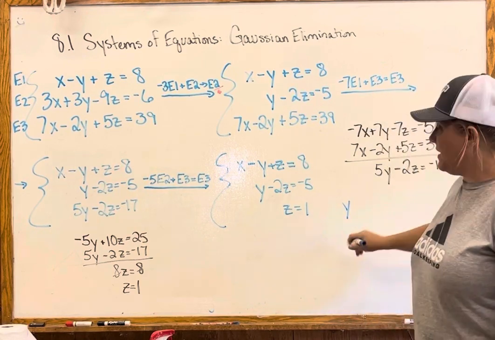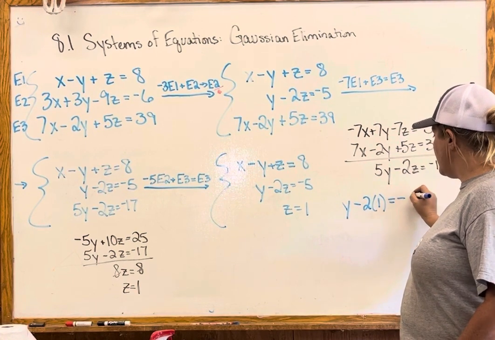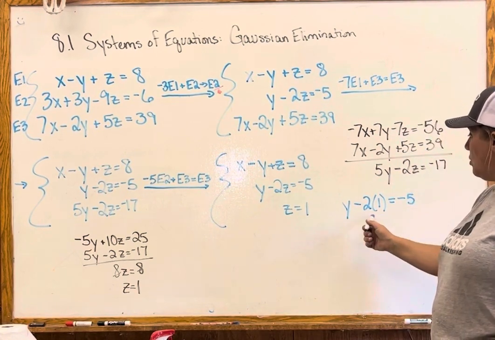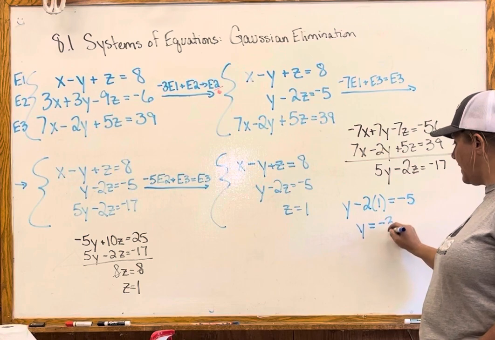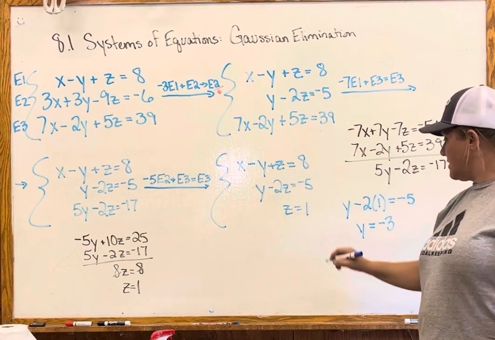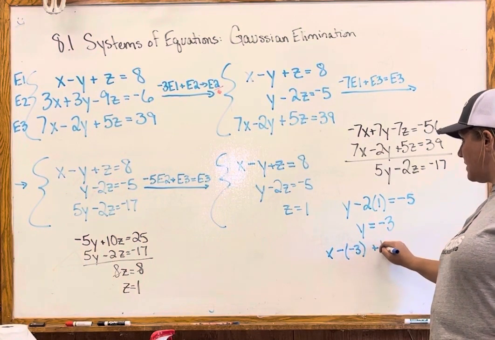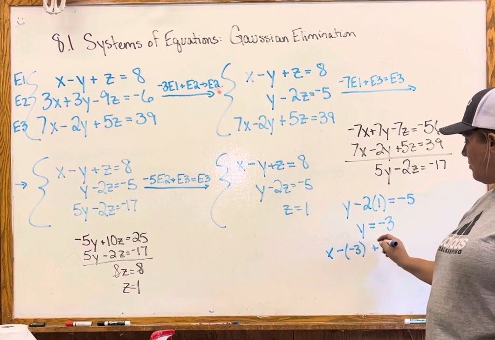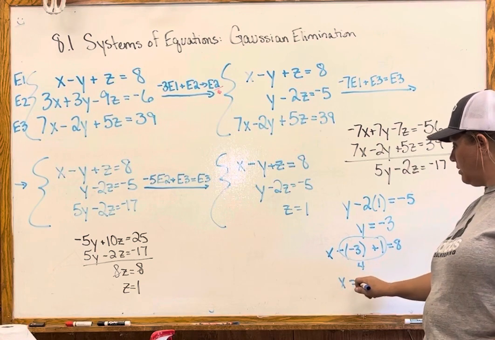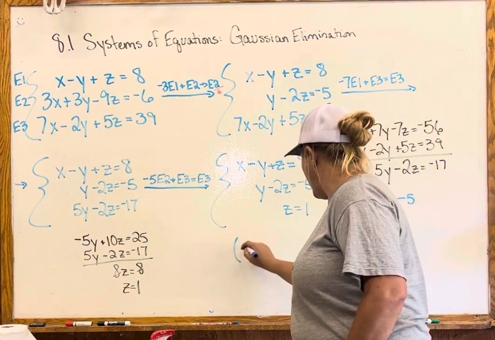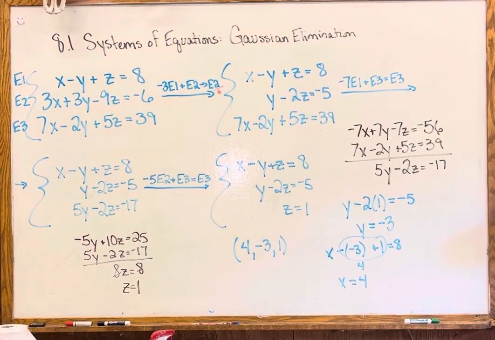Let me do that again, sorry about that. Z is equal to 1, so y minus 2 times 1 is equal to negative 5. So we'll add 2, so y is equal to negative 3. And then we'll go back to the top one: x minus negative 3 plus 1 is equal to 8. So that part right there is going to be 4. So x, subtract the 4, will equal 4. So we end up with 4, negative 3, 1. Alrighty.